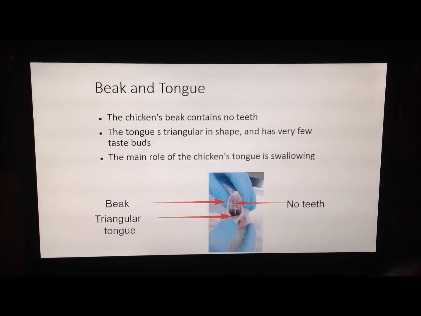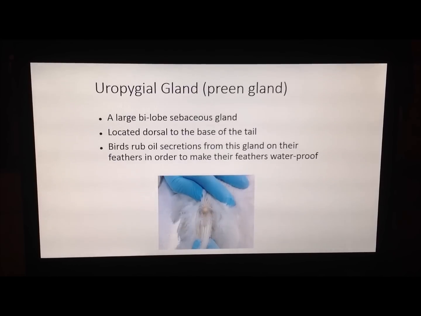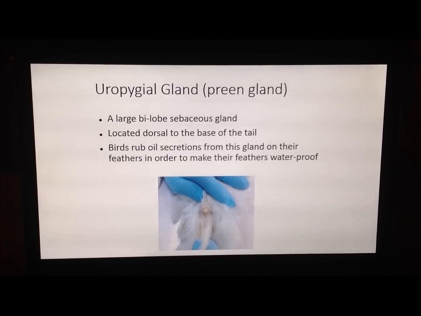The uropygial gland, also known as the preen gland. This is a large bilobed sebaceous gland. It is located dorsal to the base of the tail. Birds rub oily secretions from this gland on their feathers in order to make their feathers waterproof.